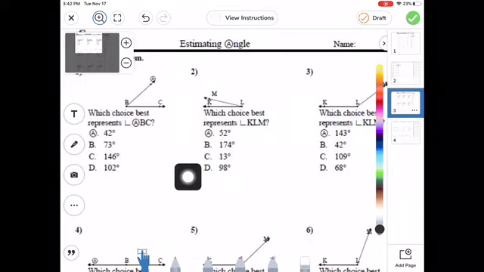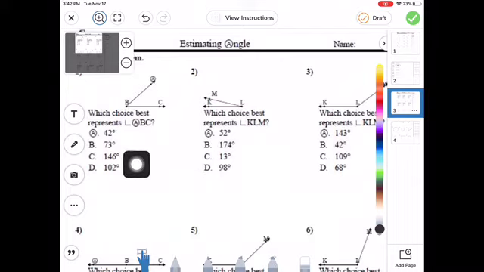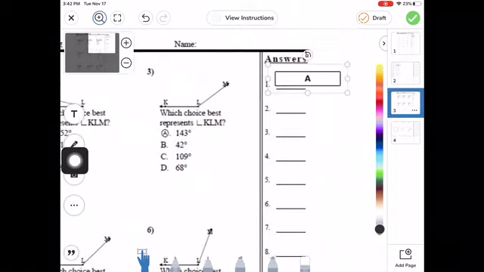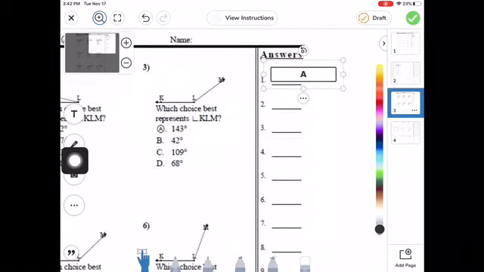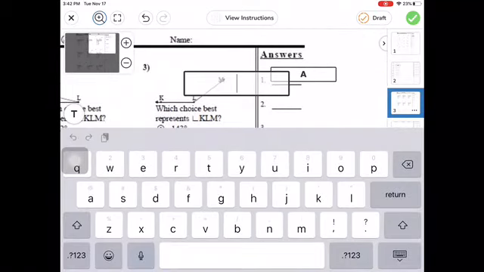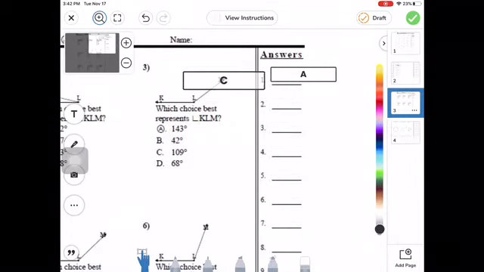Or is it 98 degrees? Impossible to be 98, because once again, 98 is an obtuse angle, and this angle is an acute angle. So I'm going to go with C, 13 degrees. All you do is come over here, once again, hit your C. I'm going to shrink this box down so it fits nice on that line.